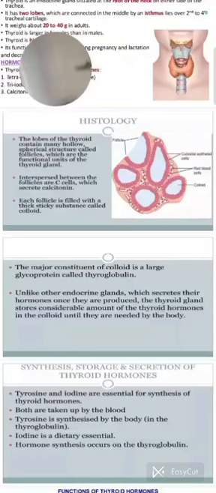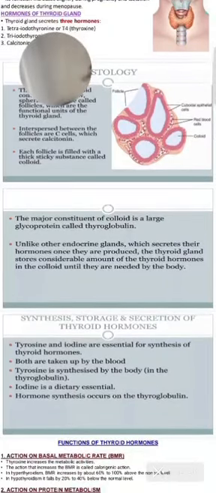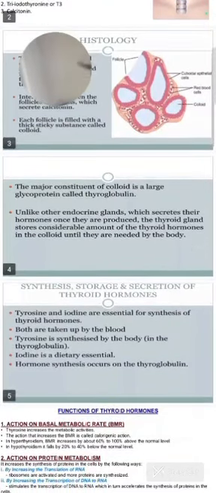Each follicle is filled with a thick sticky substance called colloid. The major constituent of this colloid is a large glycoprotein called thyroglobulin. Unlike other endocrine glands, which release their hormones once they are produced, the thyroid gland stores the extra amount of thyroid hormones in the colloid until they are needed by the body.